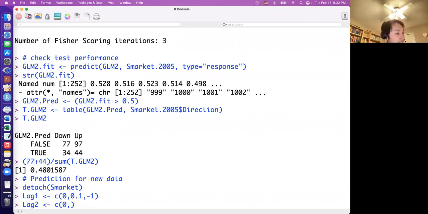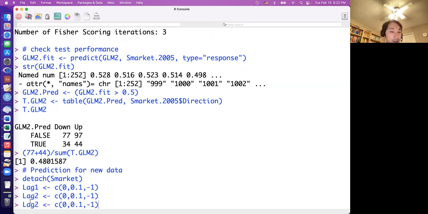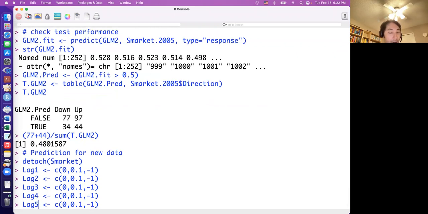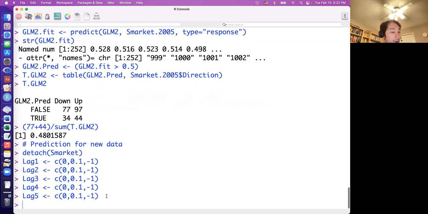So the first scenario is lag 1 to lag 5 are all 0. And the second scenario is for these 5 days, the return is all positive 0.1%. And the last scenario, -1 for 5 days in a row. This is unlikely, but okay. So we have 5 days of negative return. Volume, okay, so we can just ignore it and we put some average value, 1.42.